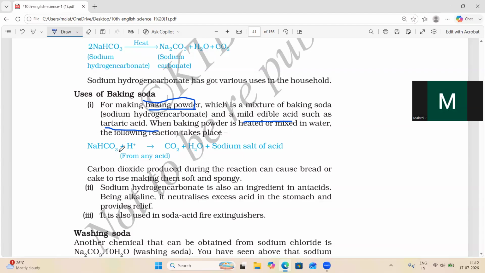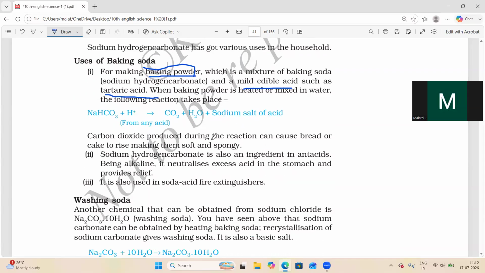If you take sodium hydrogen carbonate and it reacts with acid, we will get CO2, H2O, and the sodium salt of the acid. Carbon dioxide is produced during the reaction, which causes bread and cake to rise, making them soft and spongy. That is why we use baking powder to get bread or cakes with sponginess and smoothness. We use this baking soda to make baking powder.